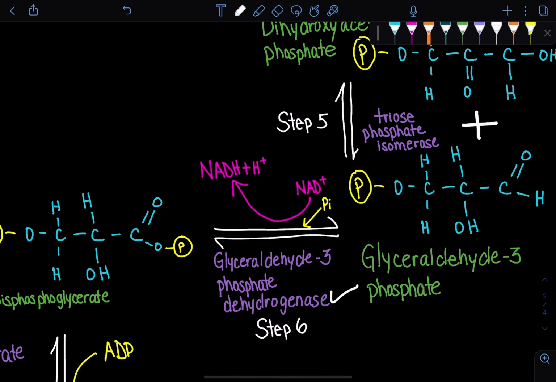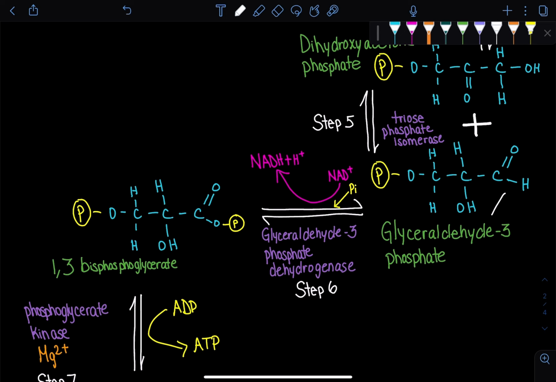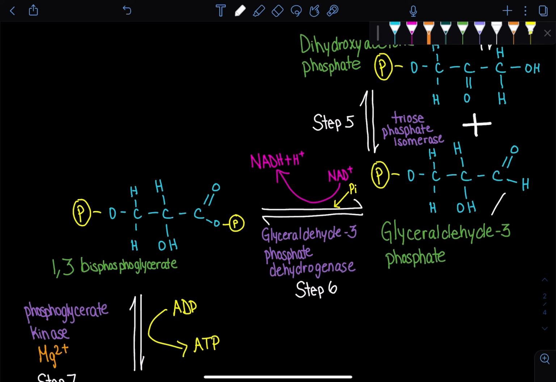Whenever we see the name dehydrogenase, we can just think that, okay, we must be having a redox reaction. So when we reduce NAD+ to NADH and we phosphorylate, we can see right over here that now we are going to be forming a carboxylate. Over here we had a carbonyl, but now we're going to have a carboxylate because we removed that hydrogen. We removed the hydrogen that was over here and we added a phosphate instead.